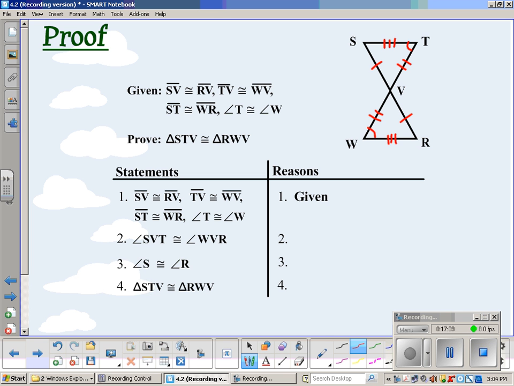Did you come up with the vertical angle congruence theorem? If we mark them, we can see that those two angles are vertical angles. So one of our reasons can be they're congruent because all vertical angles are congruent. All right, statement number 3. Angle F and angle R, the last pair of angles we have in both triangles. So what reason can we use to prove that those are congruent?